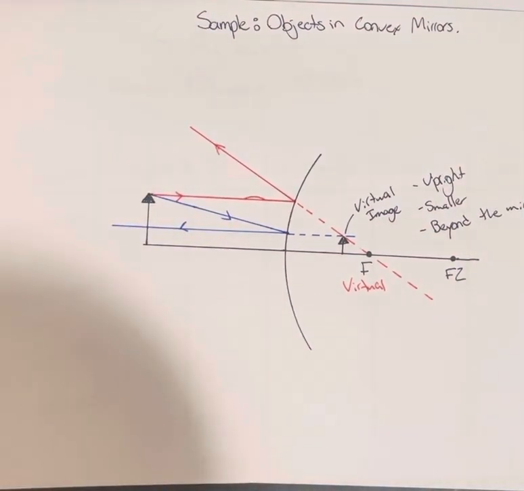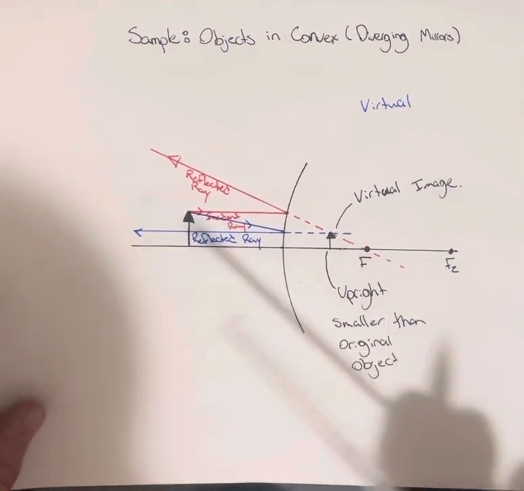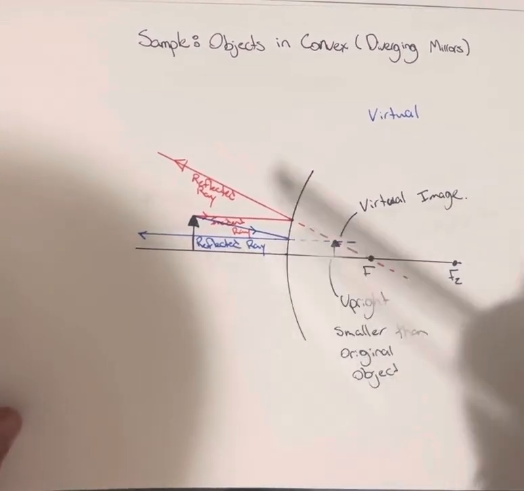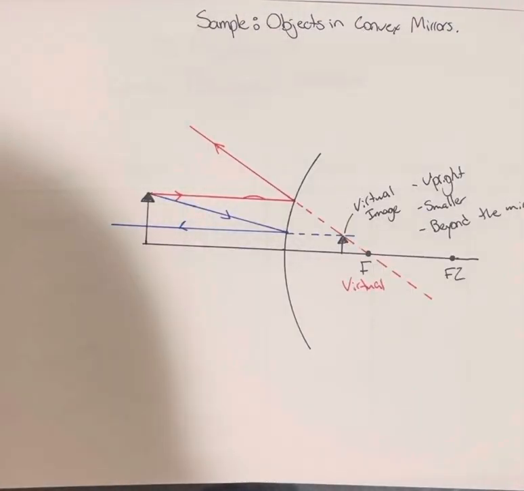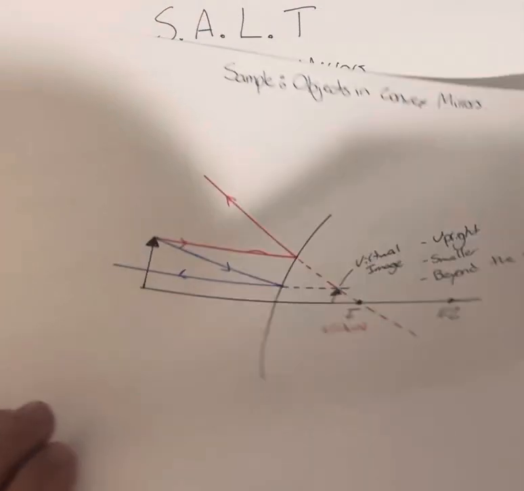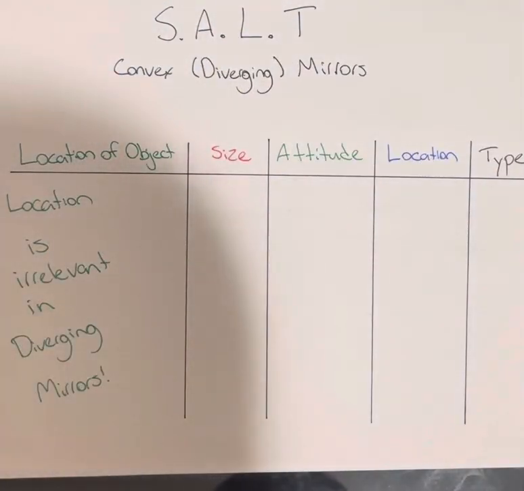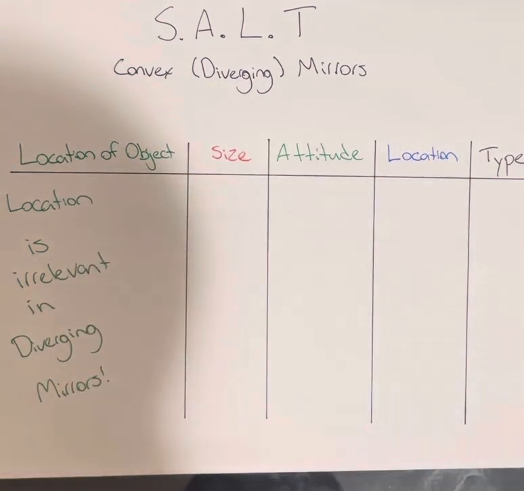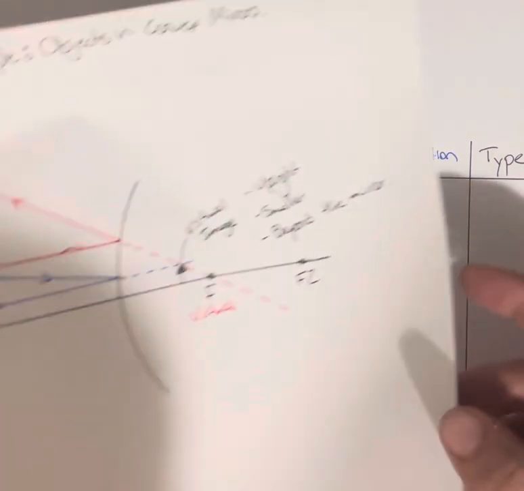Okay, so we're starting to see very similar trends involving each one of these scenarios. We have both situations where the virtual image is upright, smaller, and behind the mirror itself, even though the original location of the object was a little bit different from one another. So if we get to our SALT table that we saw before, we ask for size, attitude, location, and type, and for each one of these, our diverging mirrors are going to be quite simple because they are pretty much the exact same.